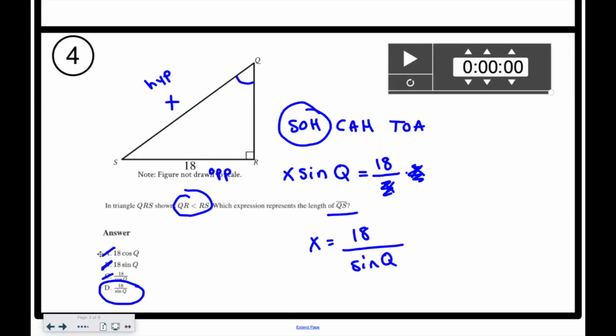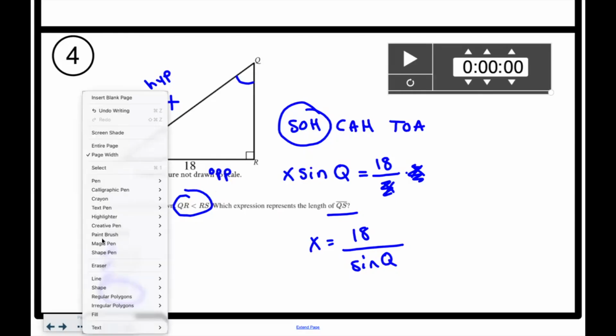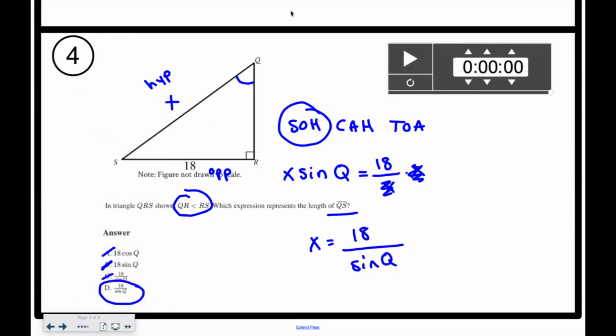All right. The key here is to peek at your answers, because we easily could have used S to solve this problem, but the answers didn't have S. So look at the answers to help you decide which angle you should be using. Okay. Any questions? All right. Okay.